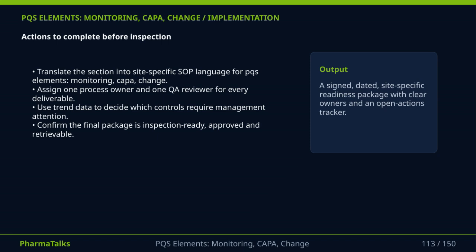Finally, confirm that the entire package is inspection ready. It should be fully approved and easy to retrieve. The output we aim for is a signed and dated readiness package that is specific to your site, with clearly defined owners and an active tracker for any open actions. This structure not only supports compliance, but also enhances operational clarity and readiness.